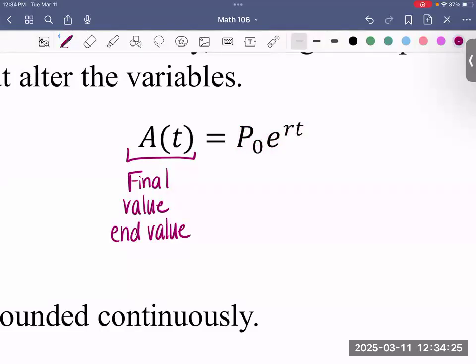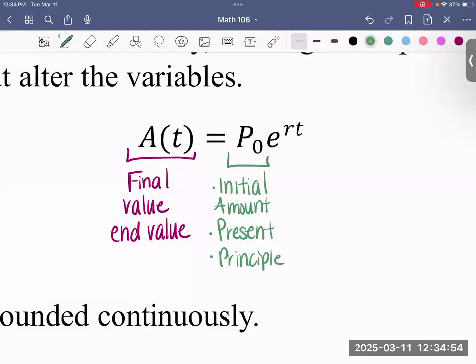So anything that suggests it's going to be worth this much in the future, or this is your future value, anything that has the context of happening later. Whereas P naught, we know to be the initial amount: initial value, your present value. We could also say this is your principal, your starting value, anything that suggests you have this value right here and right now.